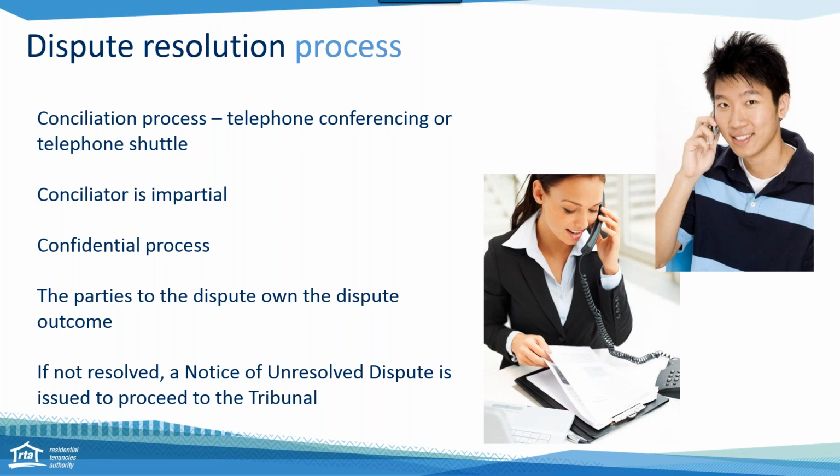If the matter is resolved, the conciliator will put that in writing and get everyone to sign it, or if it's a bond-related matter, they'll sign a refund form. If the matter's not resolved, a notice of unresolved dispute will be issued, and that way you proceed to the tribunal. Again, I go back to ensuring if an agent or the owner is claiming on the bond, only ever claim what you're entitled to claim and release those undisputed monies.